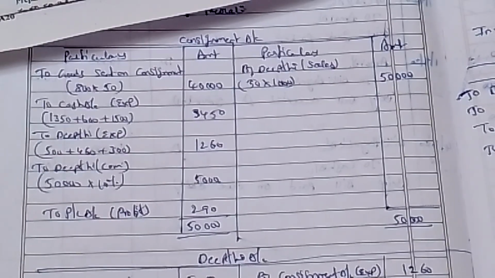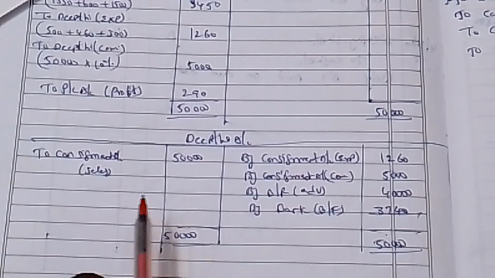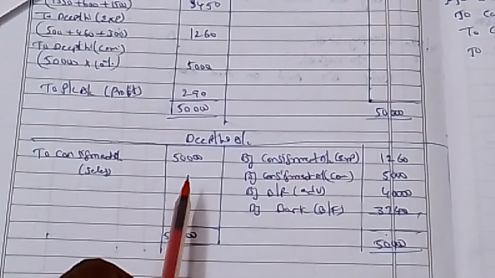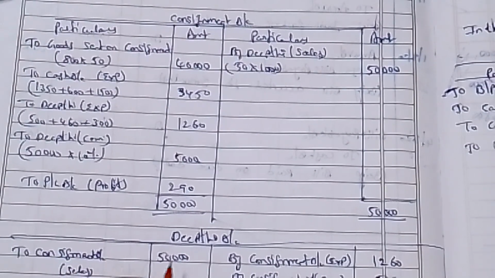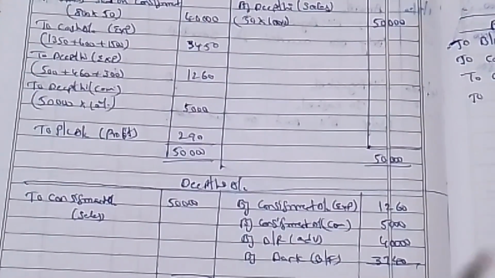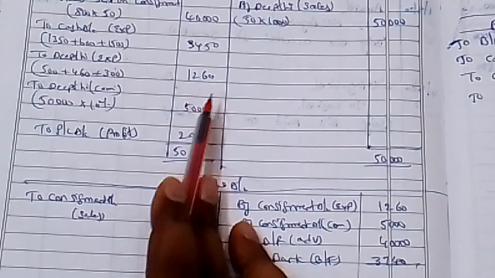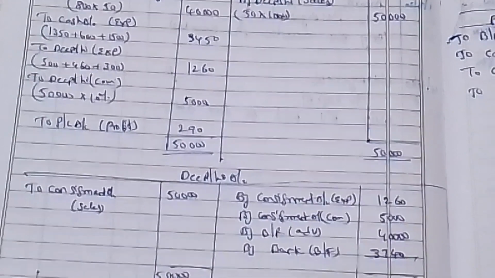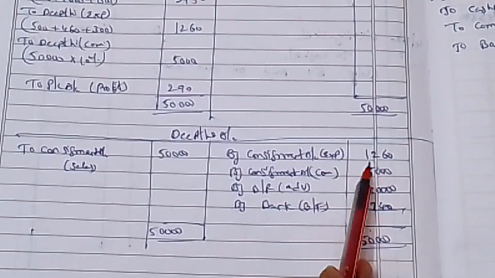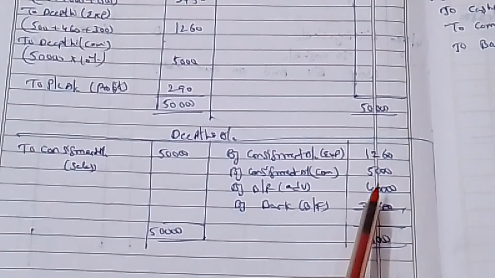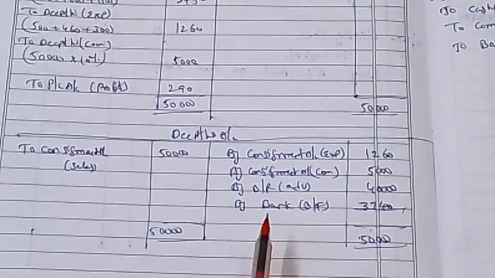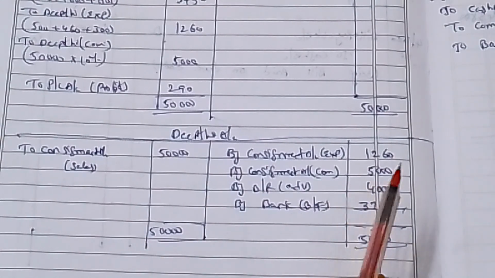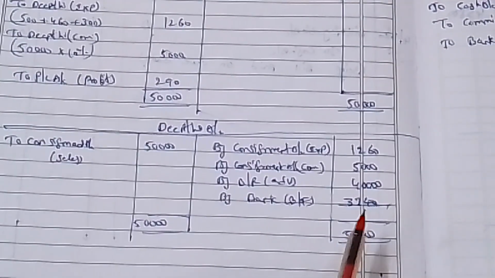Deepthi account. To consignment sales 50,000. So here the amount 50,000 will be transferred to the consignment account, to sales 50,000. Expenses, Deepthi expenses 1,260. Deepthi commission 5,000. And bill advance. By consignment expenses 1,260. By consignment expense commission 5,000, by bills receivable advance 40,000. Balance: 50,000 minus 1,260 expenses, commission 5,000, advance 40,000, answer 3,740 rupees by bank, the balancing figure.